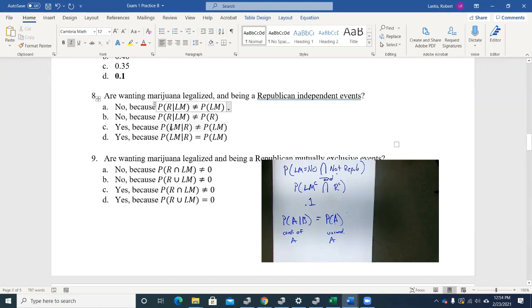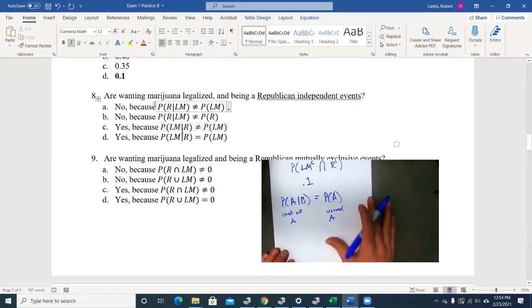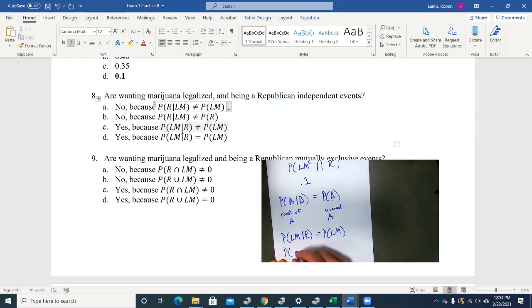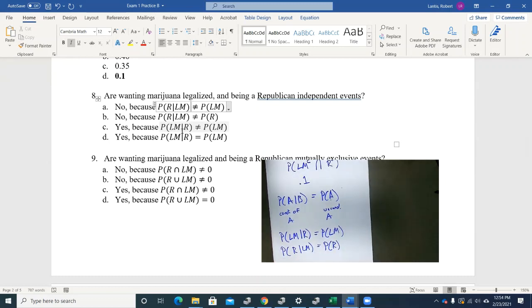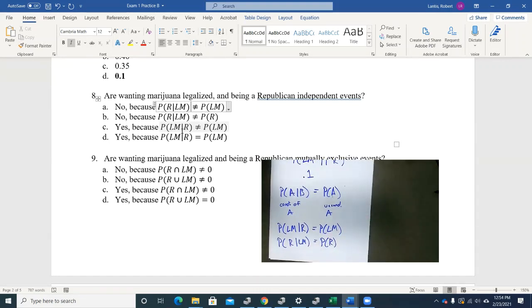And it looks like I've got a couple, LM and R, but it doesn't matter either way I check this, right? I can compare that conditional to that unconditional, or I could do it this way, right? Because if being a Republican is independent from wanting marijuana legalized, then wanting marijuana legalized is independent from being a Republican. So I can use either one of these to check whether or not they're independent, okay?